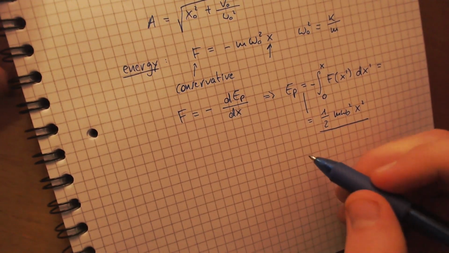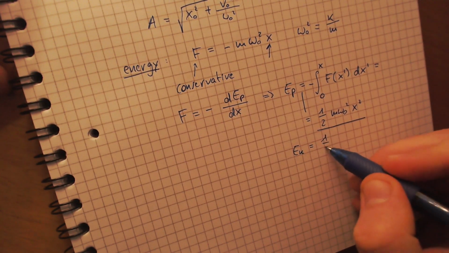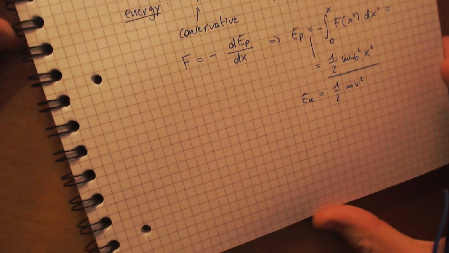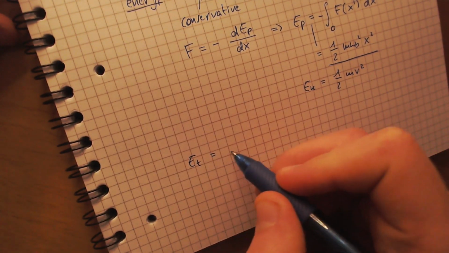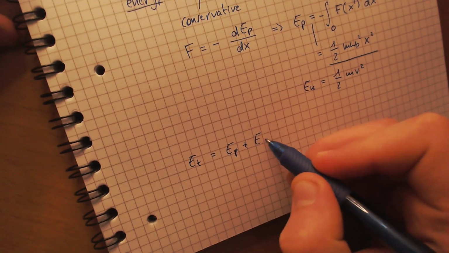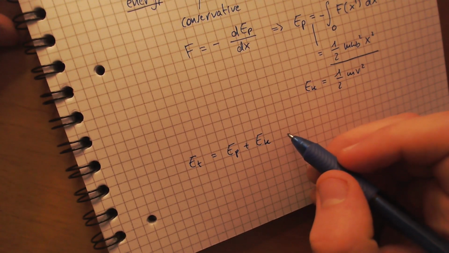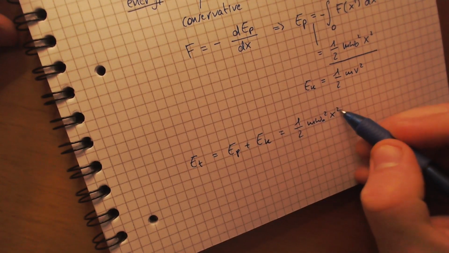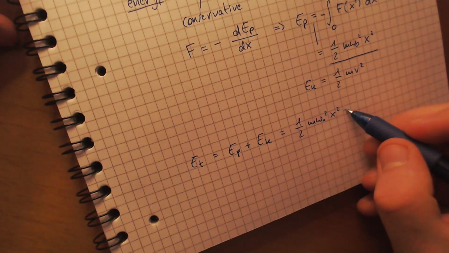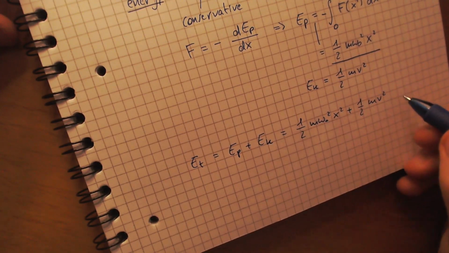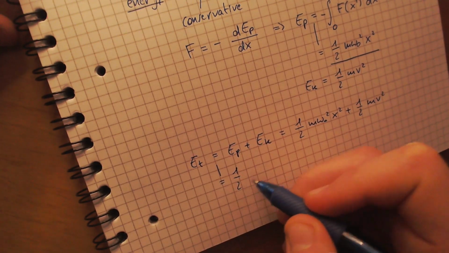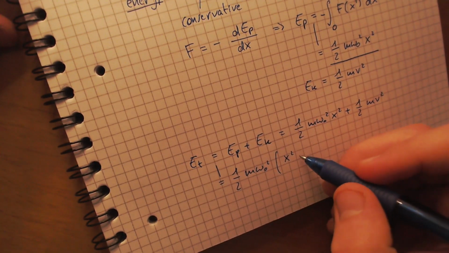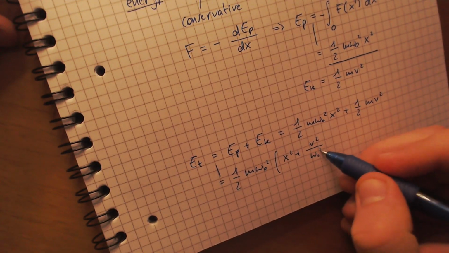We know that obviously the kinetic energy is 1/2 m v squared, so that means that the total energy, let's call it E_T, will be the potential energy plus the kinetic energy E_K, and as we said, this will be 1/2 m omega 0 squared x squared plus 1/2 m v squared, but this can be written as 1/2 m omega 0 squared times x squared plus v squared over omega 0 squared.